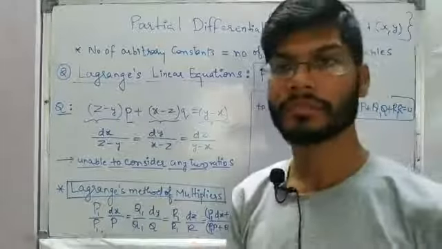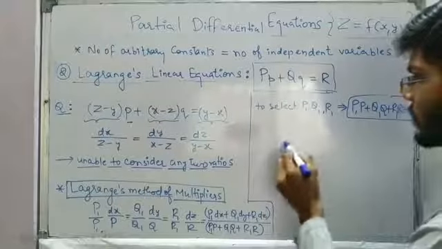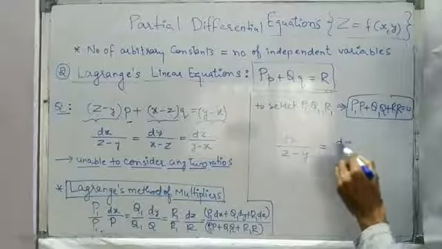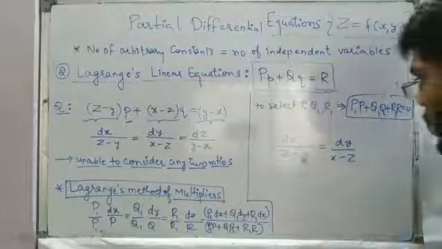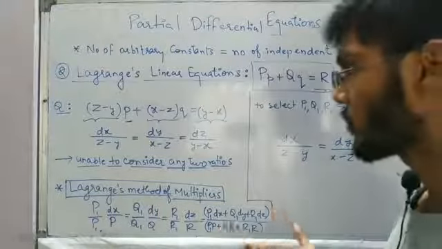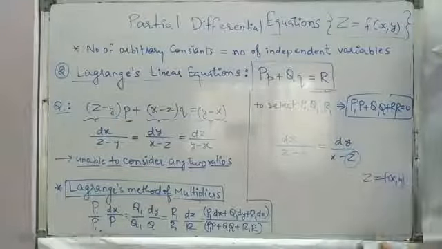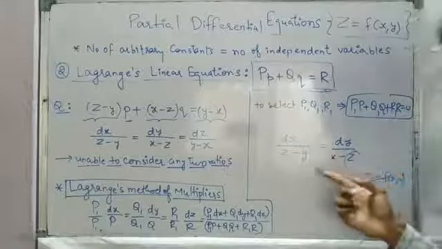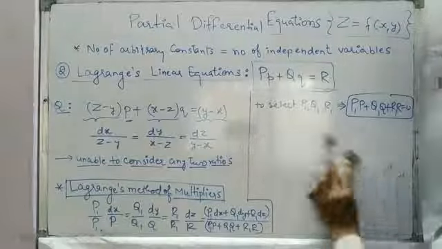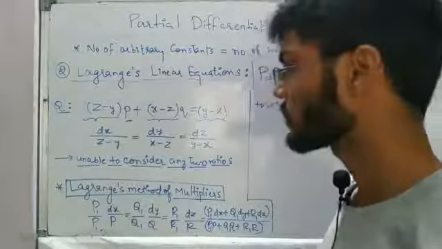If we make use of the same concept, that we take any two possible expressions out of the three, we write dx upon z minus y is equal to dy upon x minus z. But if we cross multiply and try to integrate, we are not going to end up with the solution, because z is a function of x and y. So we will not be able to integrate z with respect to x, and z with respect to y. In that case, if we are unable to consider any two ratios, we extend our concept a little further, and we call it Lagrange's method of multipliers.